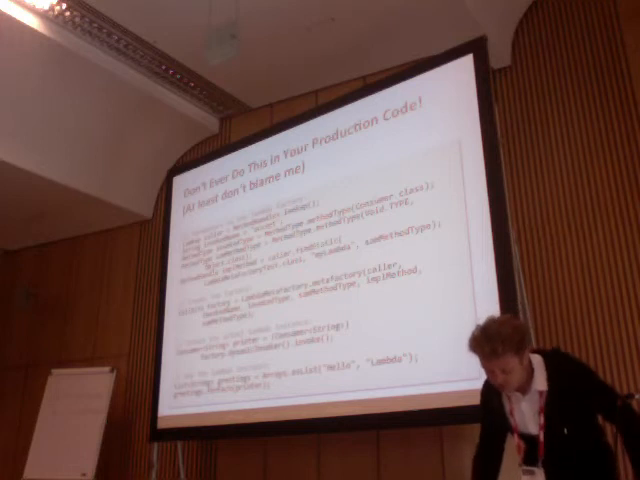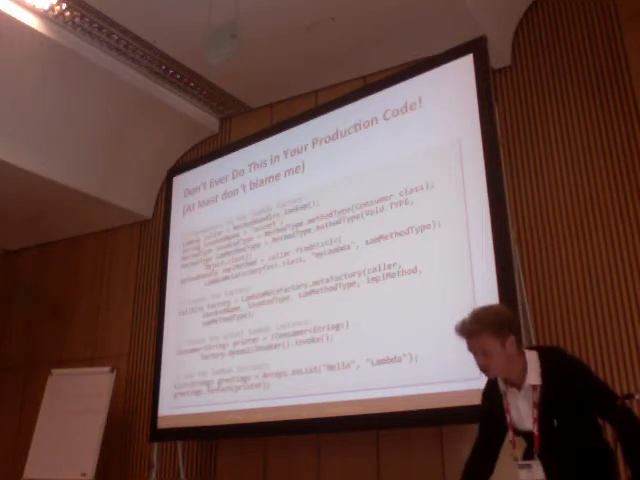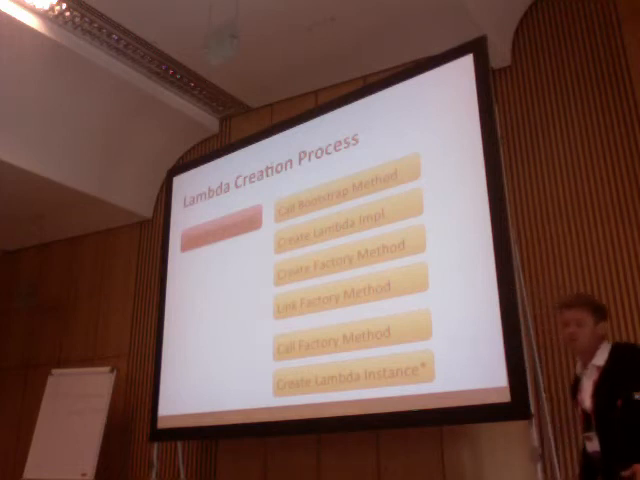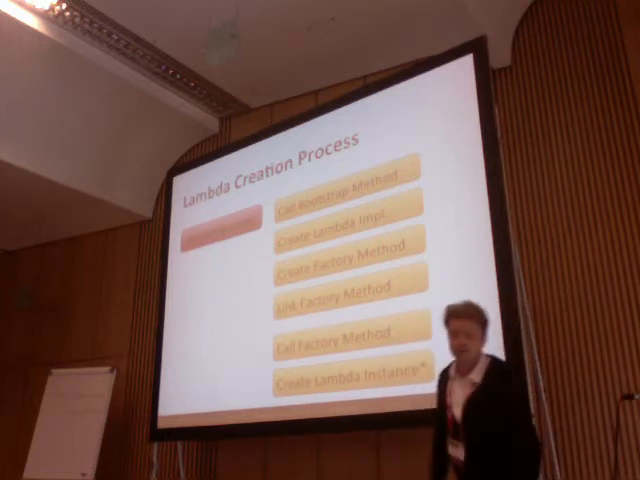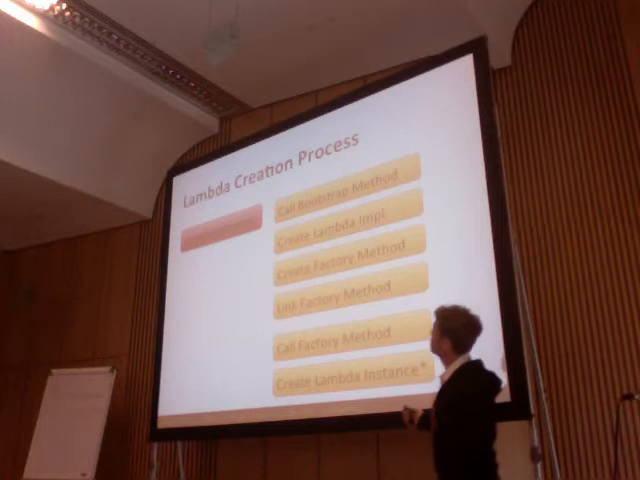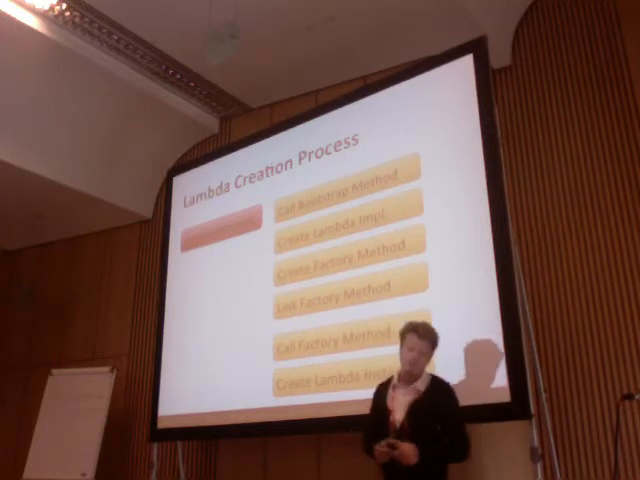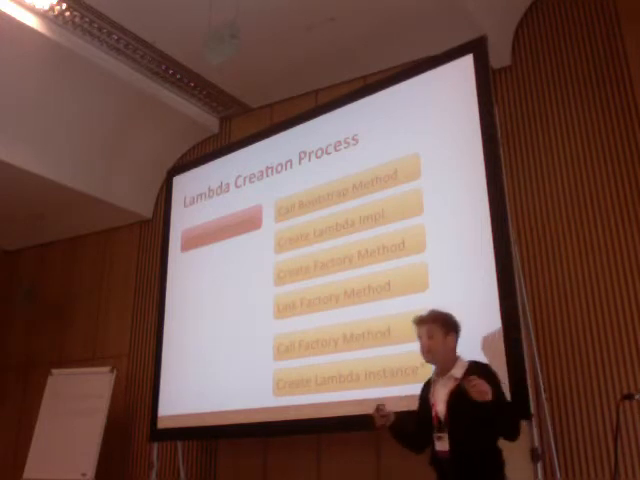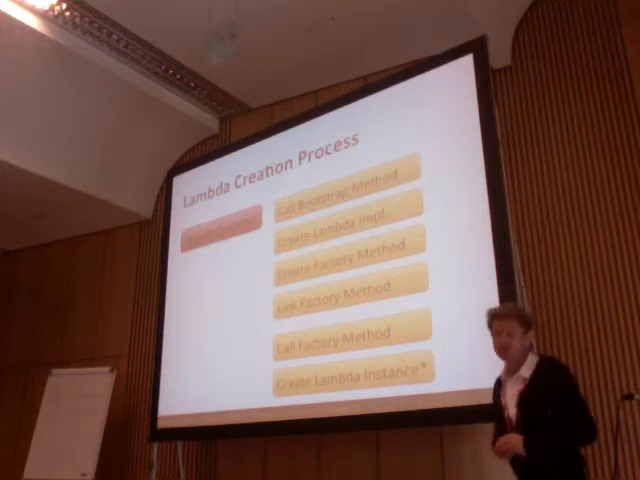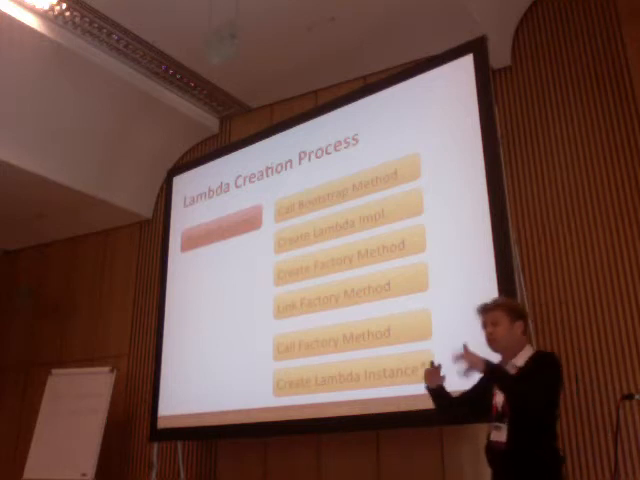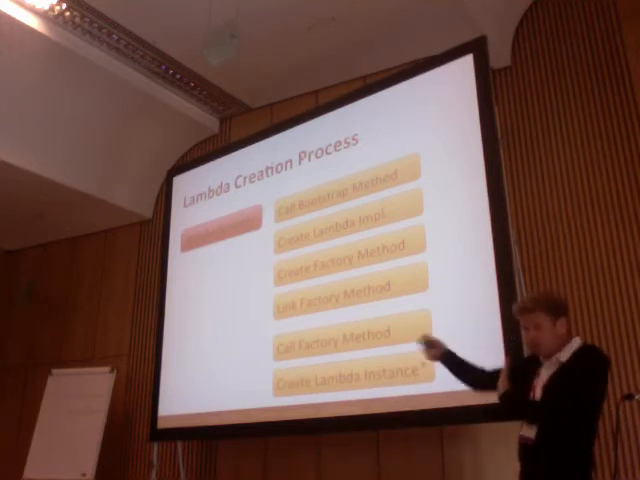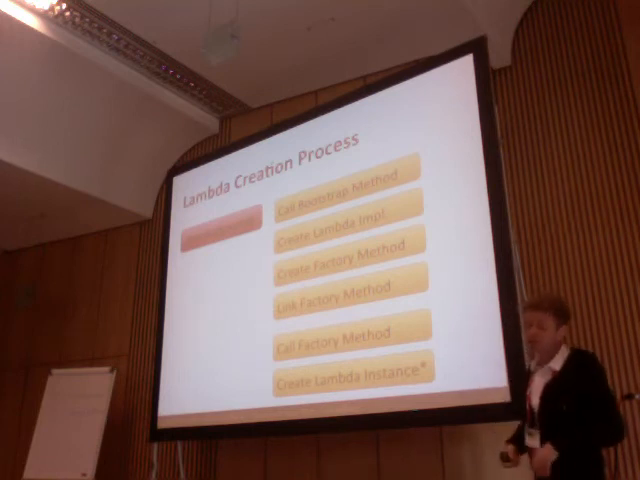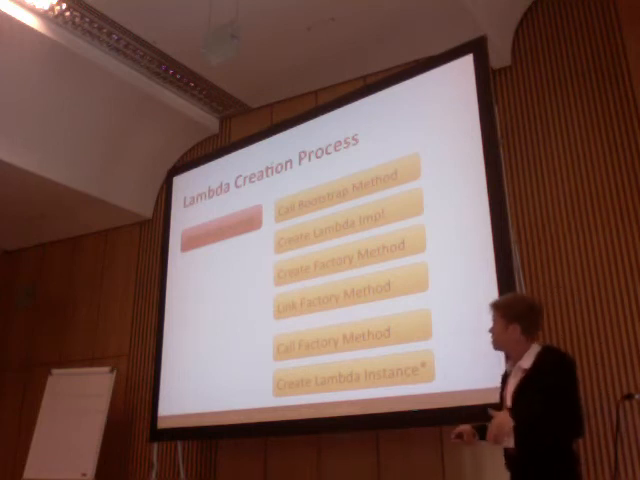Why is that not very efficient, besides the fact that it does not look nice? Just to recap the Lambda creation process. We have some invokedynamic call site. The invokedynamic call site needs to call the bootstrap method. The bootstrap method needs to create some Lambda implementation. We will see more in a second. It needs to create a factory method, actually, to create instances of this implementation. We need to link to this factory method from the call site. We need to call the factory method, and we need to create a Lambda instance.